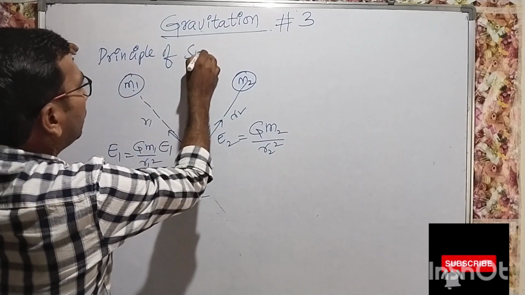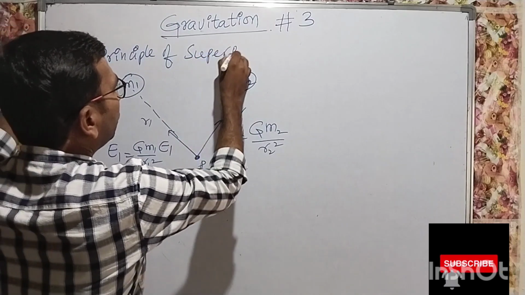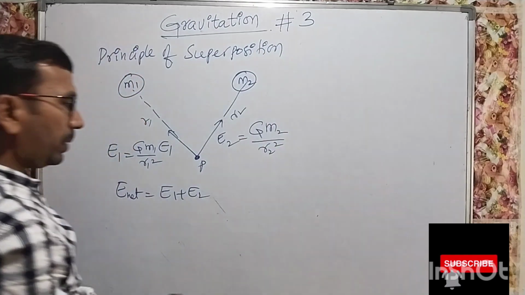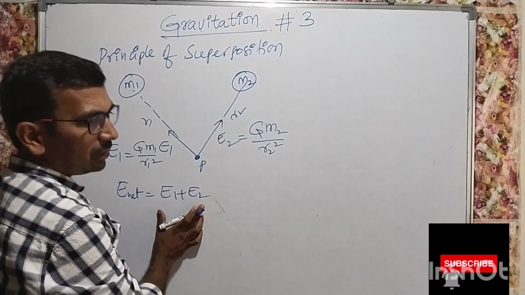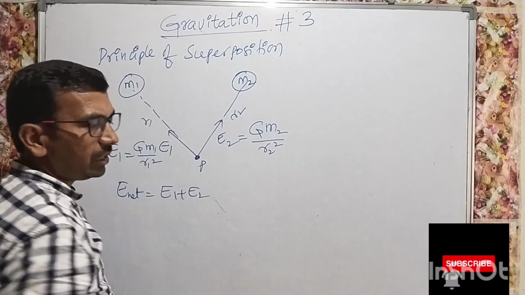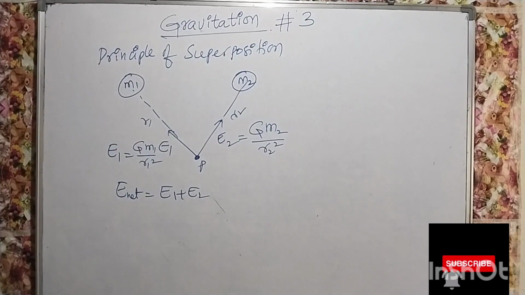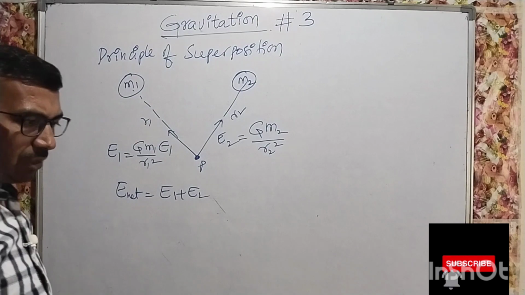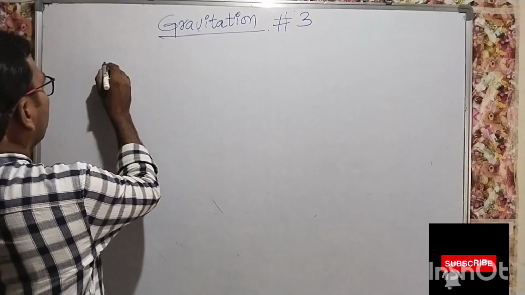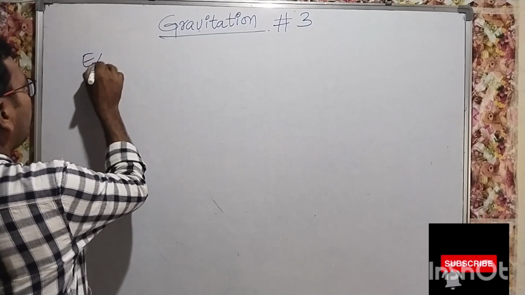Principle of superposition. So principle of superposition means the vector sum of the two gravitational fields. Net gravitational field is equal to the vector sum of the two gravitational fields. So based on this you can do an example, one small problem. So we can see one example.